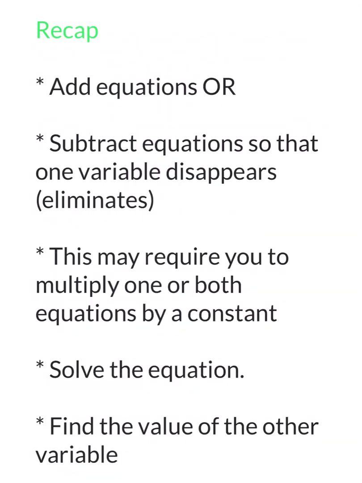So as a recap, when we use the elimination method, we can either add or subtract the equations and one variable will disappear. If this doesn't happen, you may be required to multiply one or both of the equations by a constant. Once you've eliminated one of the variables, you solve the equation for the variable that's left, and then you find the value of the other variable through substitution.